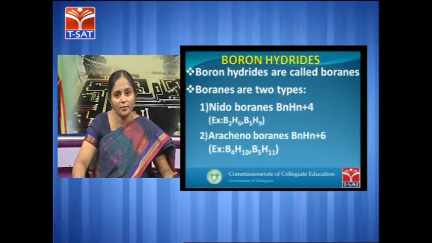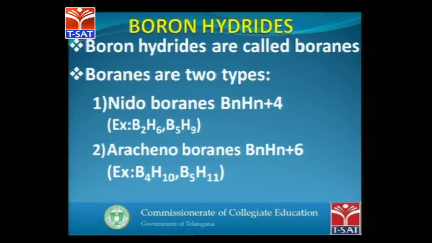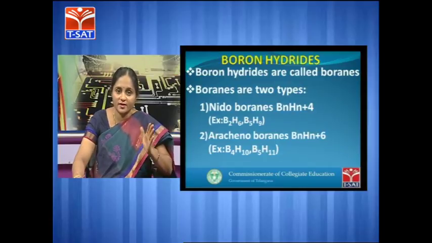In BnHn+4, nidoboranes are stable boranes, arachnoboranes are unstable boranes. In nidoboranes the starting compound is B2H6, called diborane. Next one is pentaborane. In arachnoboranes, if you observe from the picture, B4H10 and B5H11 are important. The prefix diborane, triborane, pentaborane indicates the number of boron atoms. While naming, we have to mention the number of hydrogen atoms at the last, that is pentaborane 9.